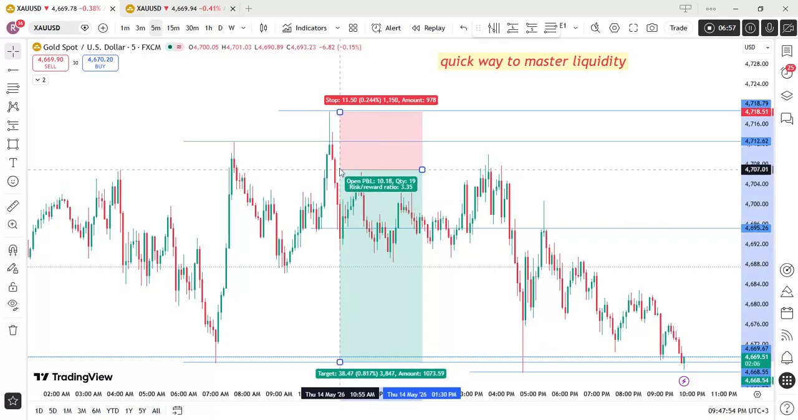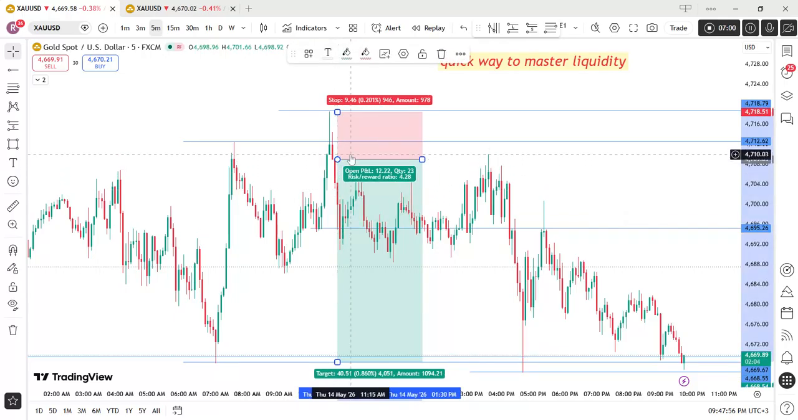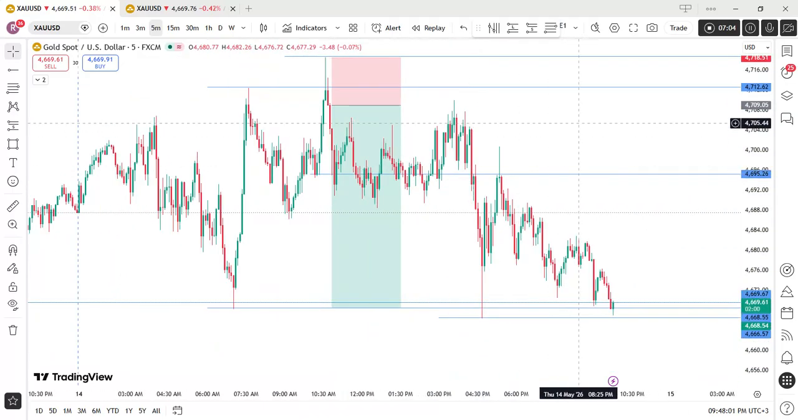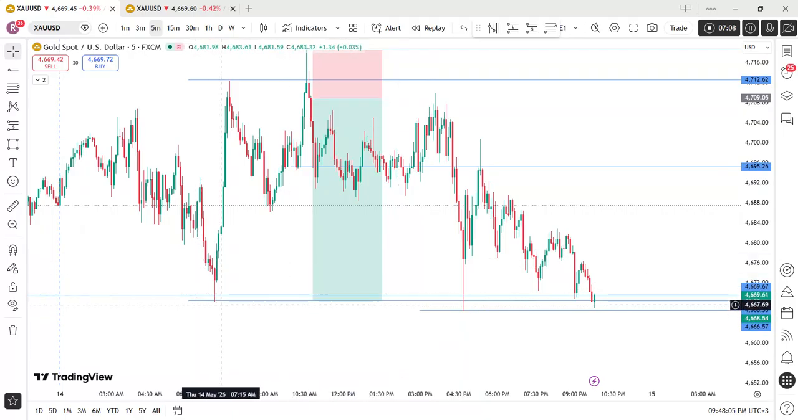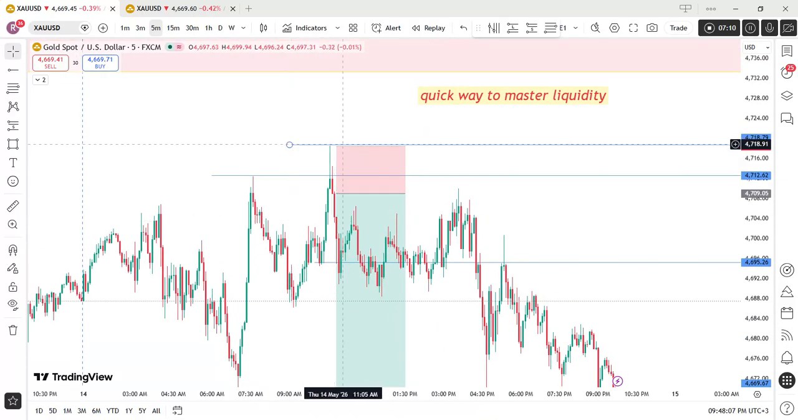So another trader would have sold it from that gap when this gap is being filled. You see, price came back in there. That would have even given them a better risk reward ratio. There we go. All this is liquidity. Their take profit down there is liquidity. Their stop loss right there is liquidity.